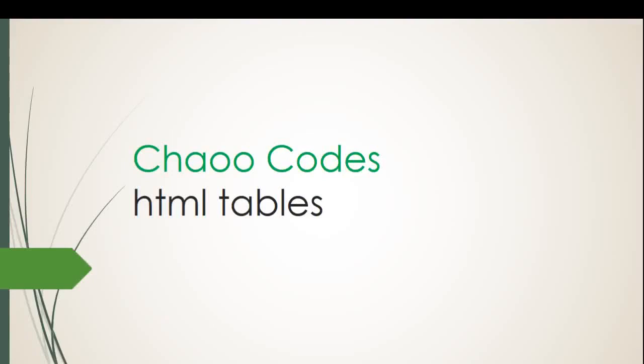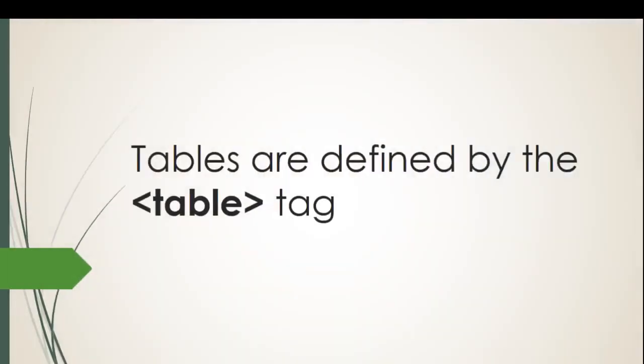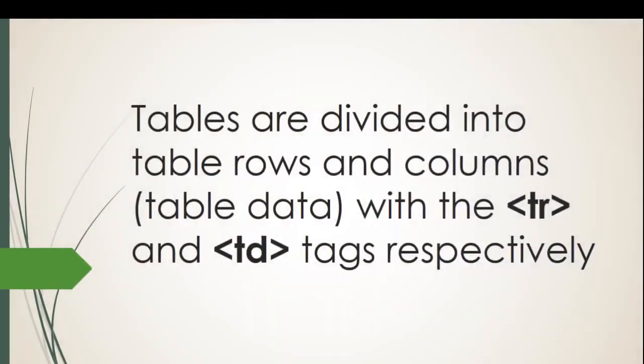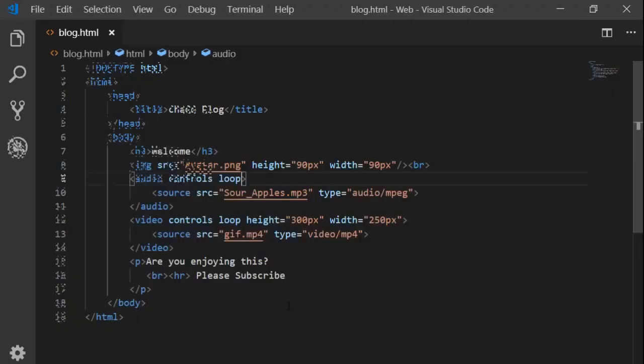In this section, we are going to look at HTML tables. Tables are defined by the table tag, and they are divided into table rows and columns. Columns are also known as table data, and the table data is defined by the TD tag, and table rows are defined by the TR tag. So let's take a look at how we can use these tags to create a table.